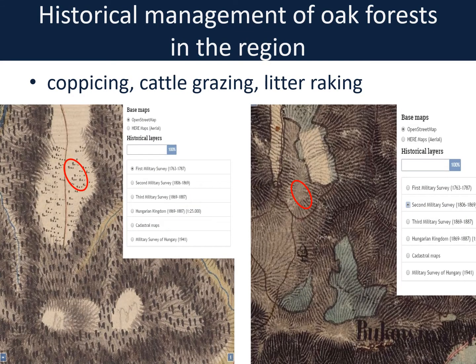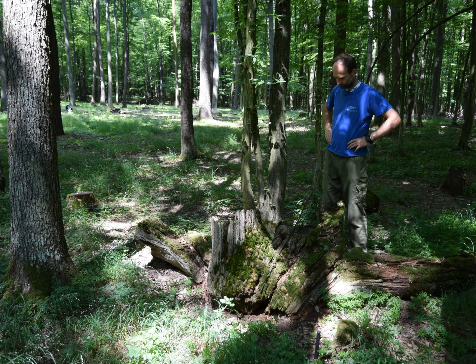Historical management of local oak forests was similar to other regions of Central Europe, including coppicing, cattle grazing, and litter raking. One of the plots has a well-known history due to a historical map from the 18th century showing a silvopastoral structure. Large trunk remnants of past oak generations still survive in the recent 100-year-old stands.